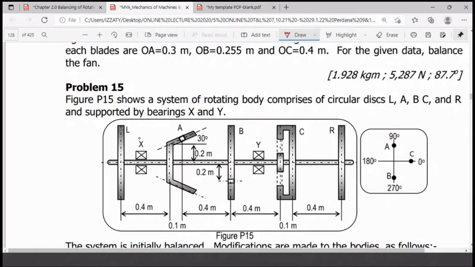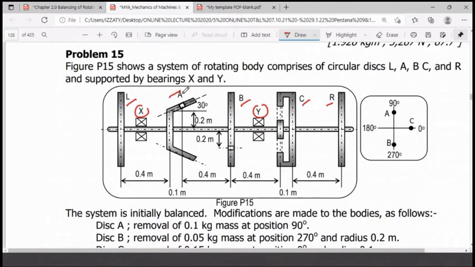The figure shows a system of rotating bodies comprising circular discs A, B, C, and R, supported by bearings X and Y. The system is initially balanced. Modifications are now done. Look at here.